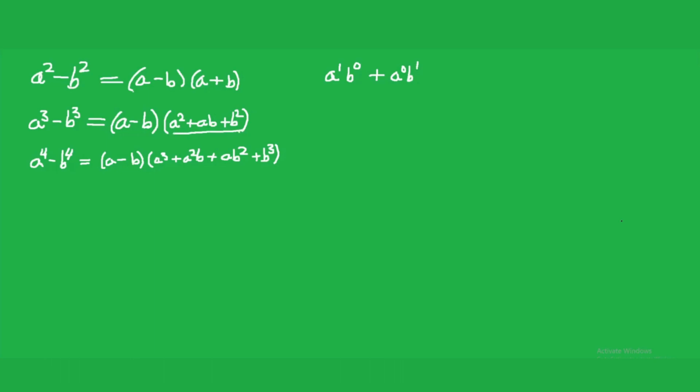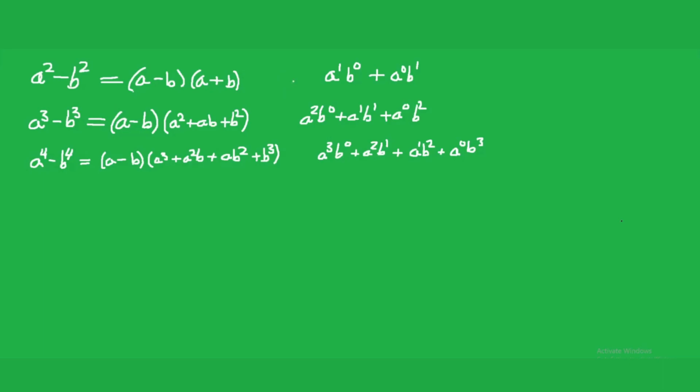If I wanted to write this one here, I could say a squared, b to the 0, plus a to the 1, b to the 1, plus a to the 0, b squared. If I want to write this one, I could say a cubed, b to the 0, plus a squared, b to the 1, plus a to the 1, b squared, plus a to the 0, b cubed, and that's that. So you might notice a pattern here.